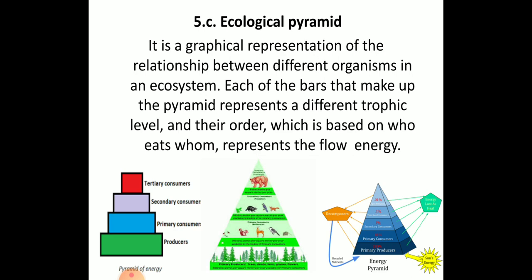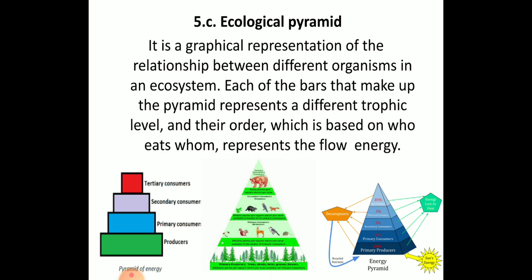Then ecological pyramids. You have been studying these from your lower classes, from your 10th standard and lower PU level, and here also you need to know about ecological pyramids. There are different types: pyramid of energy, pyramid of numbers, pyramid of biomass, and others. These are nothing but graphical representations that relate different organisms in an ecosystem. For example, in one ecosystem you have different types of consumers like primary, secondary, tertiary and quaternary. So like that.